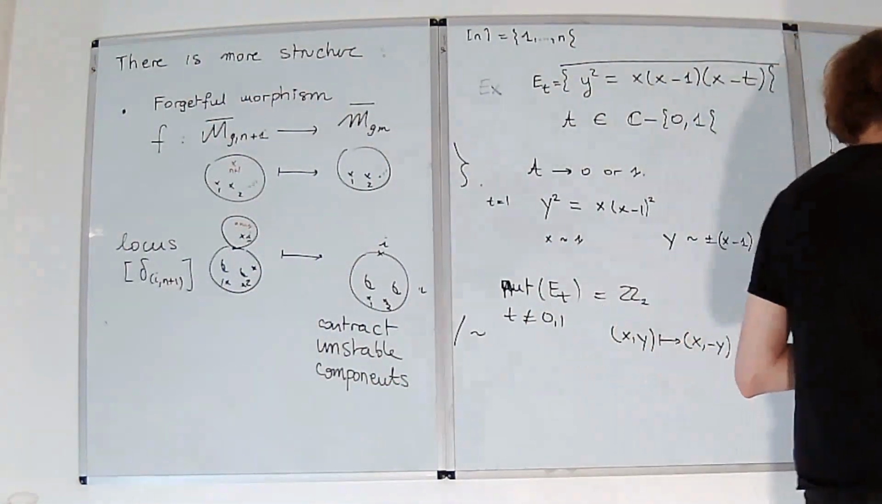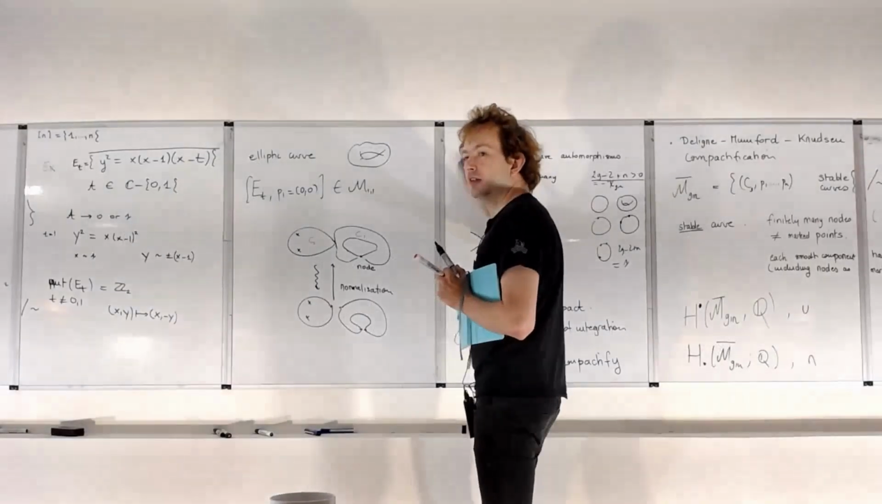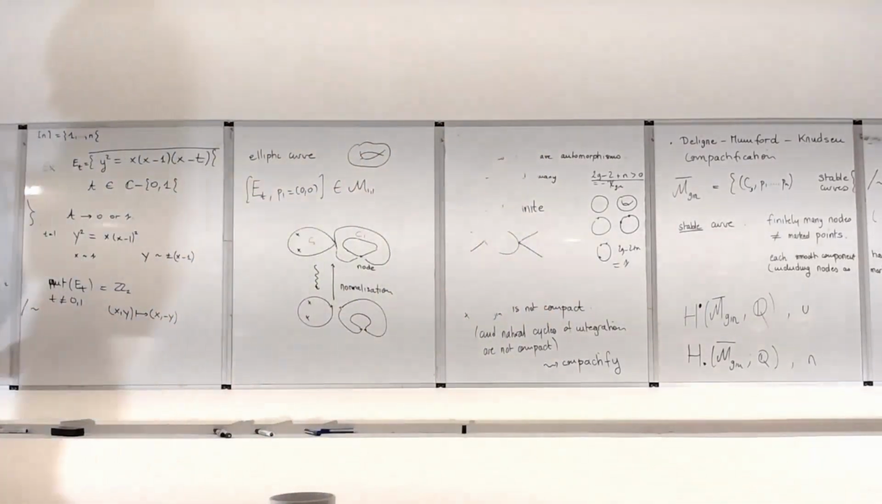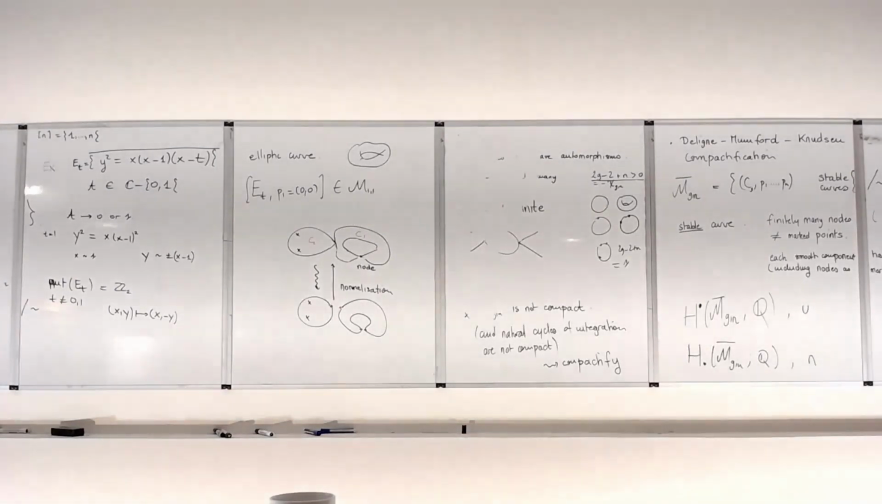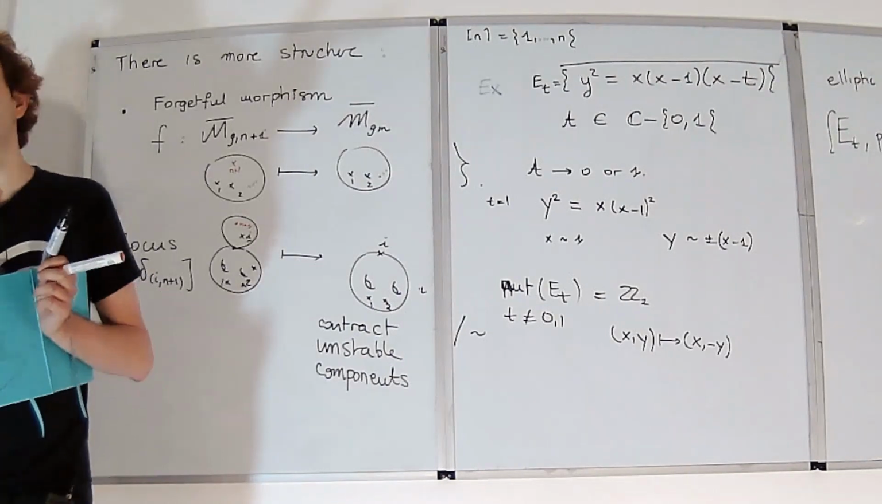So this maybe I want to keep. So what if the rational component has 4 points? If you had more, then forgetting this one, you would still be stable. Yeah, sure. So it remains.